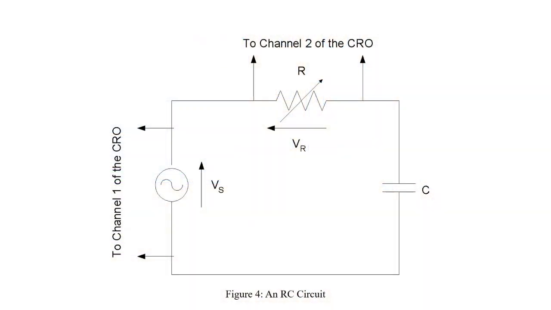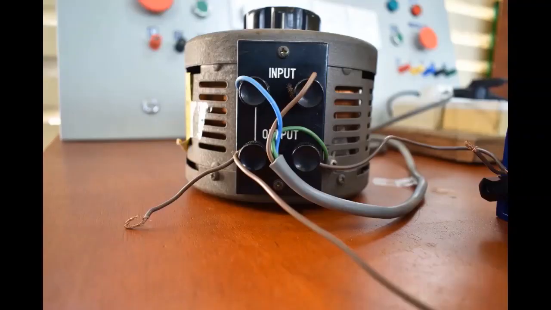Let's look at the circuit given in the lab sheet. Here are the AC supply, rheostat, and capacitor. Before constructing this circuit, we need to identify the apparatus in the laboratory. This is a variac, which is a variable AC power supply that provides AC voltage as output. Variac input is connected to a 230 volt AC power supply. Variac output is connected to the circuit.